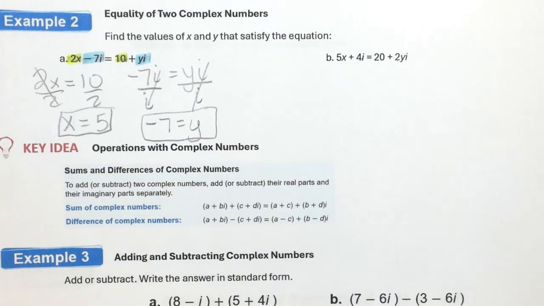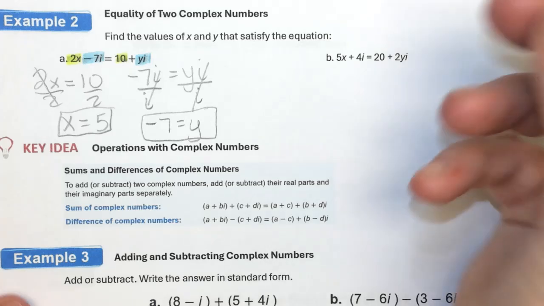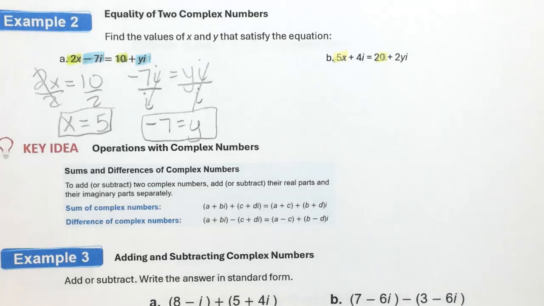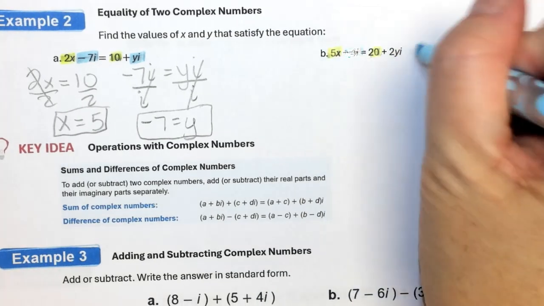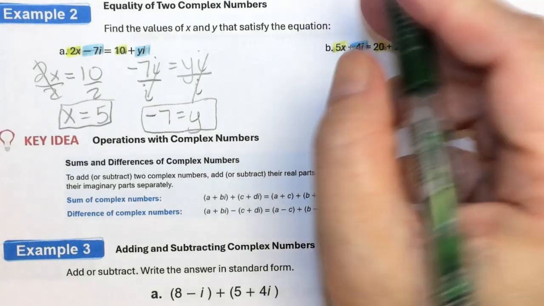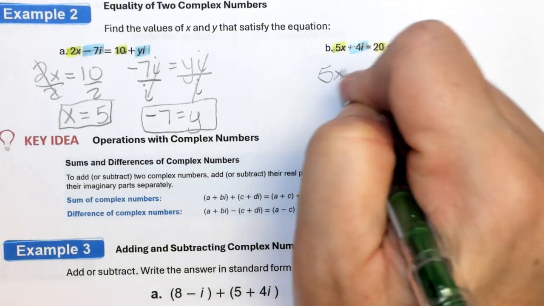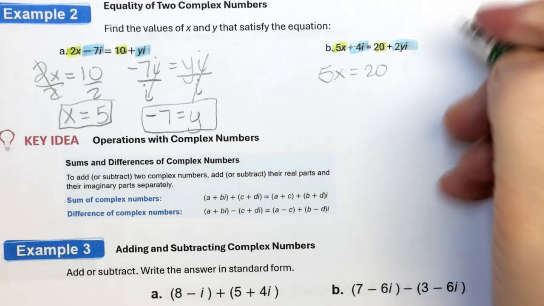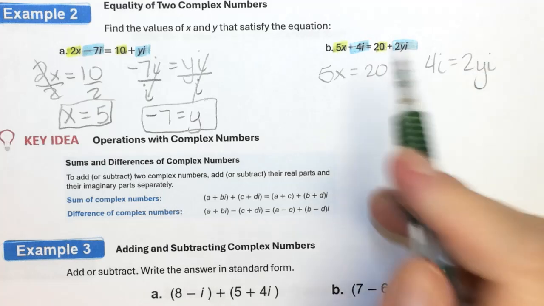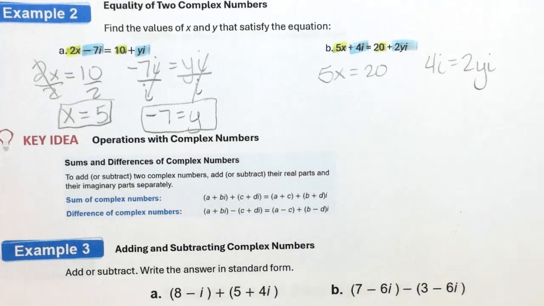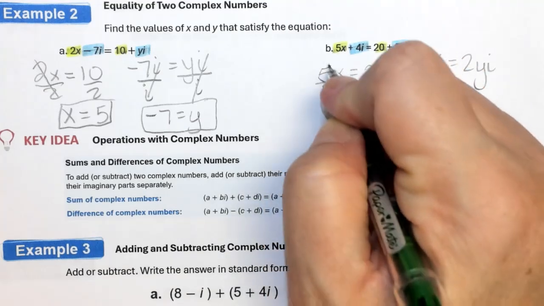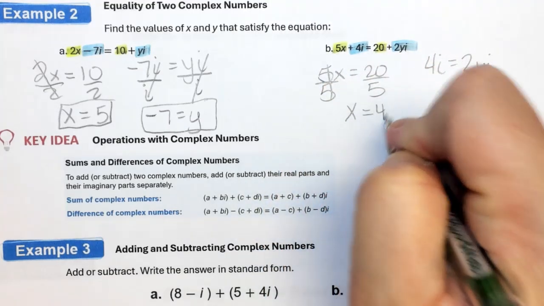Okay, we're going to do the same thing for part B. We're going to set the real parts equal to each other, so 5x and 20. And then we're going to set 4i and 2yi together, and solve. So we set my two yellow parts together: 5x equals 20. Then we set up 4i equals 2yi. I'm setting yellow equal to yellow, blue equal to blue. Then we solve. I'm going to divide both sides by my coefficient, which is 5, and we get x equals 4.